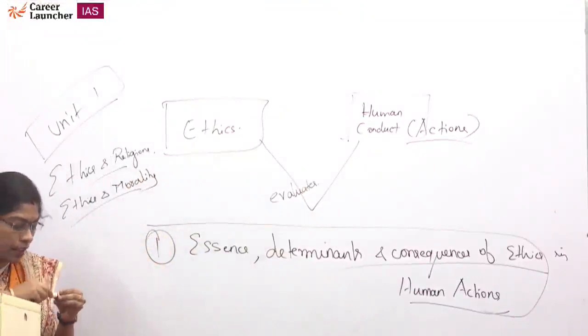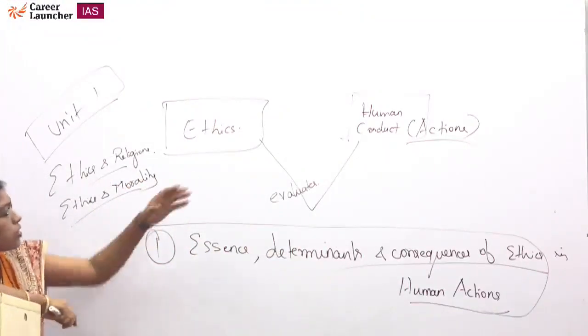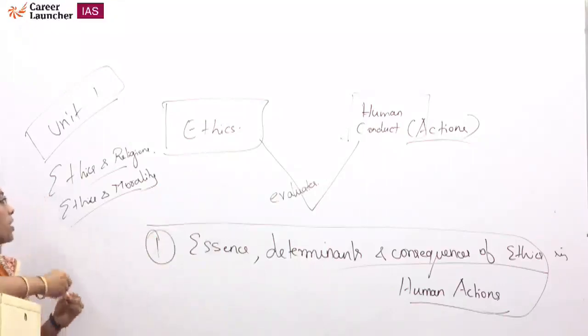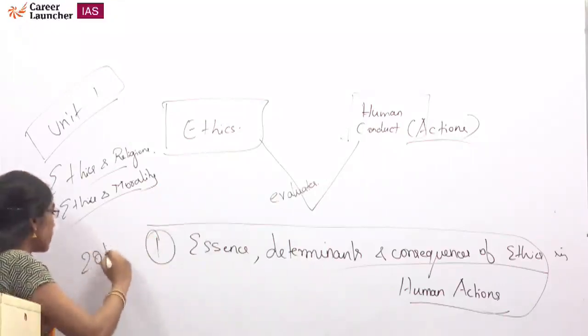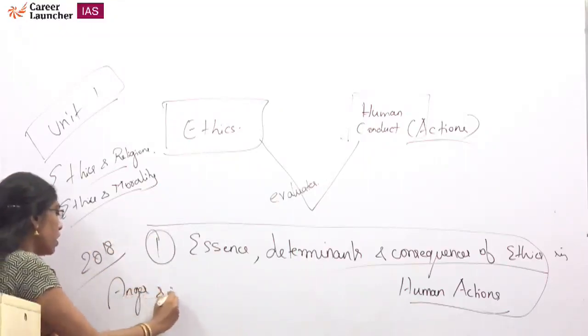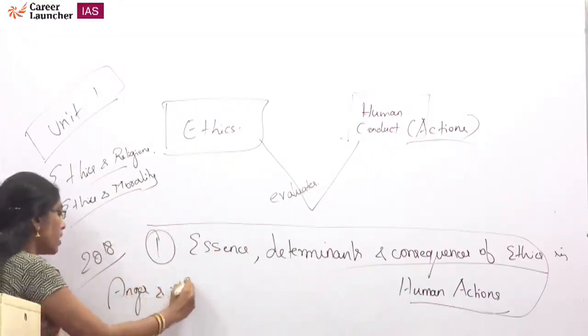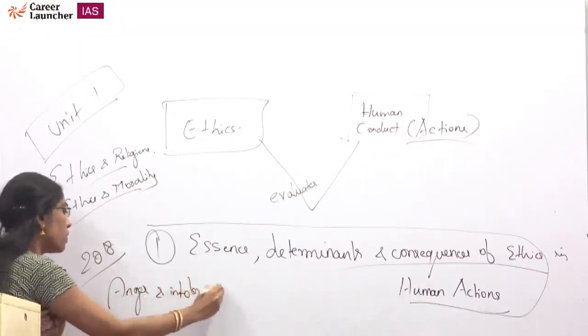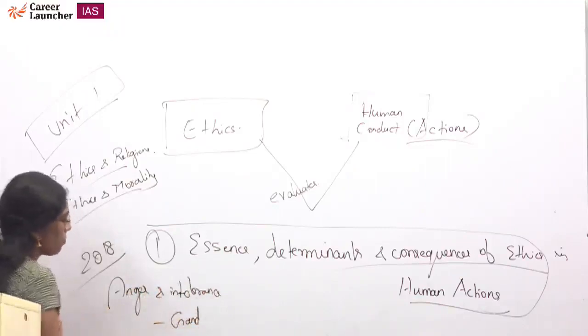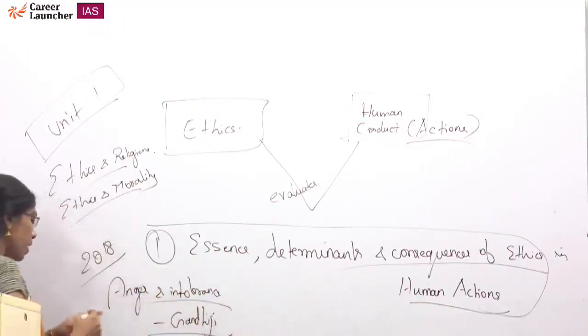I already said that you can't predict from which area a question will be shot out. Already in 2018 a question was asked like this: anger and intolerance are enemies of correct understanding. This is a quote given by Gandhiji, and they asked whether you agree or not, or to explain something like that. I don't remember the question properly.